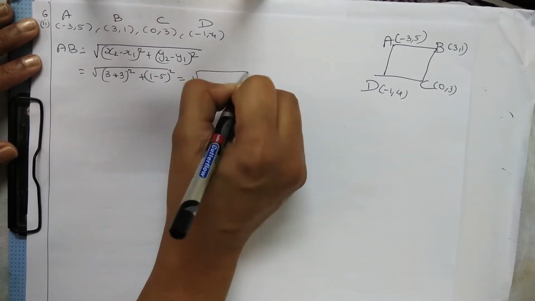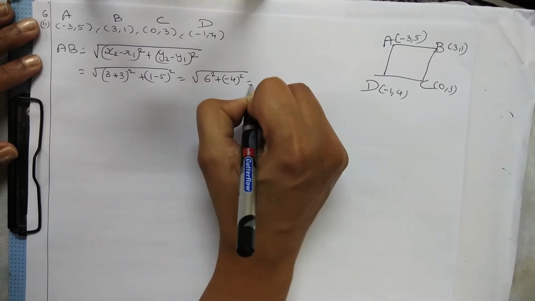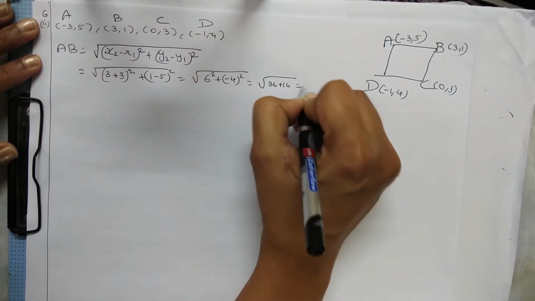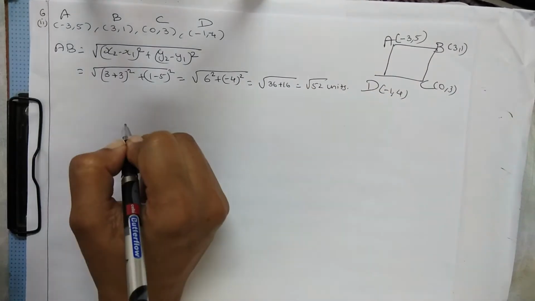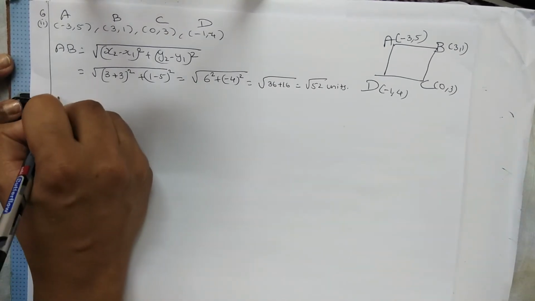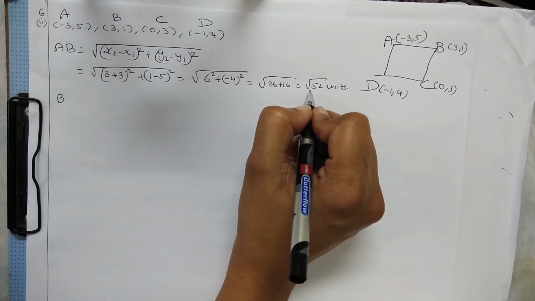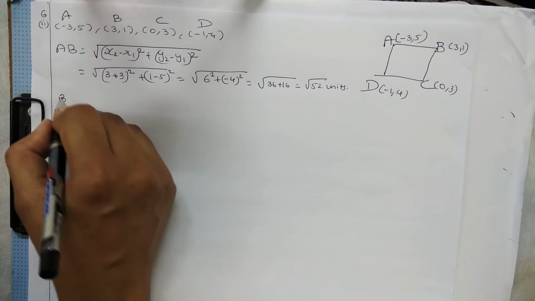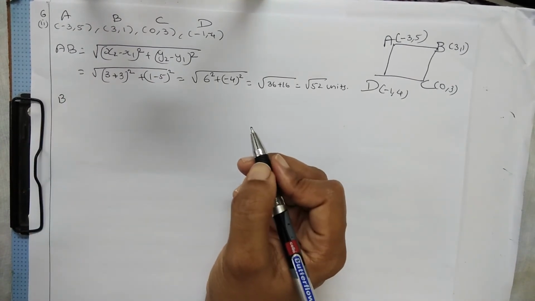That is equal to root of 6 square plus minus 4 square, which is root of 36 plus 16, that is equal to root 52 units. If you want, you can find out, or otherwise you can keep it like that. You can reduce it by doing prime factorization. I am not reducing it. We will see the other sides and decide whether you have to reduce it or not.